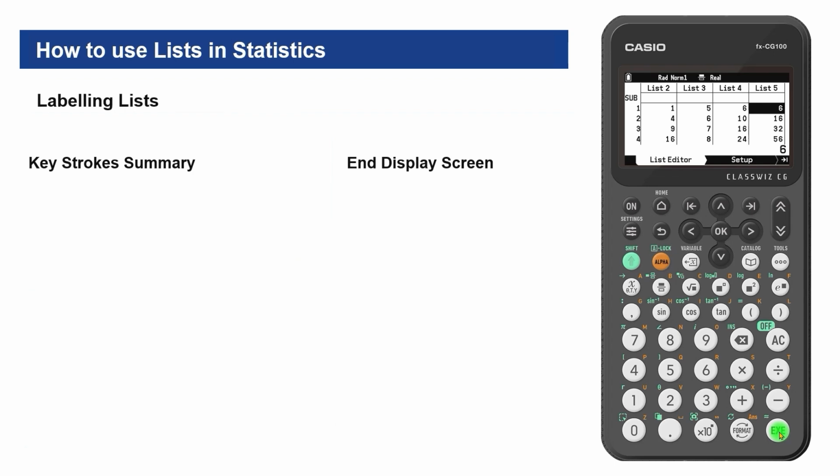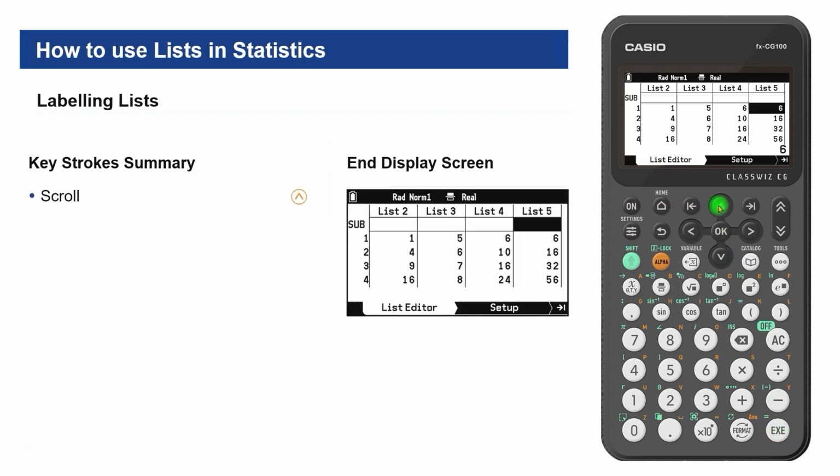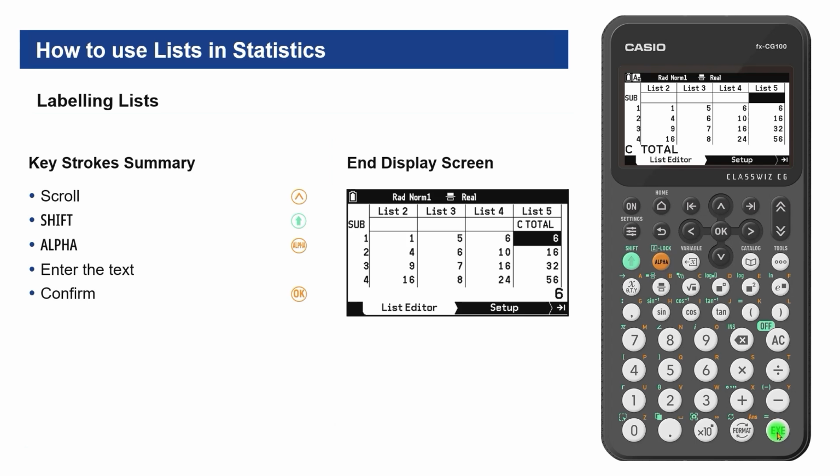If multiple lists are being used, it may be useful to label the data to identify it. Scroll to the subheading of a list. To efficiently enter text, press the Shift key, and then the Alpha key. This locks the Alpha key so that you don't need to press it every time before entering a letter. Then enter the label for the cumulative list with up to 8 characters. And confirm to store the subheading.